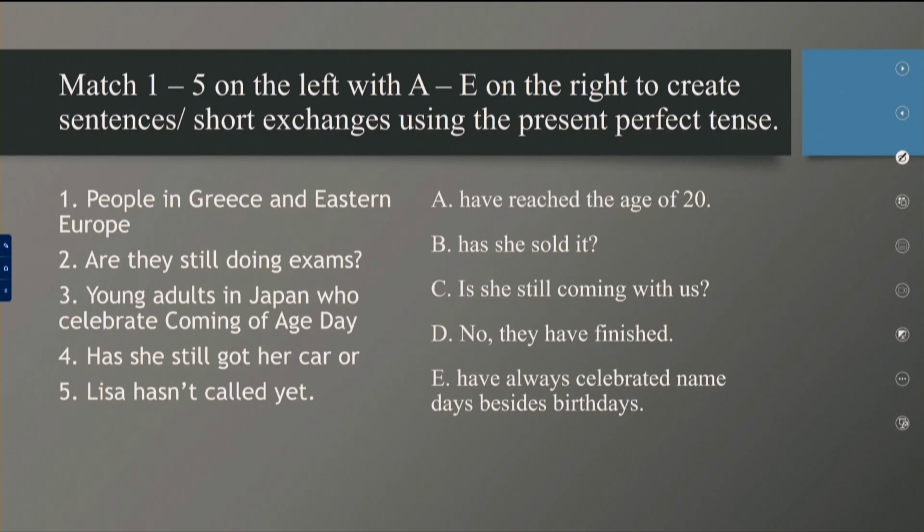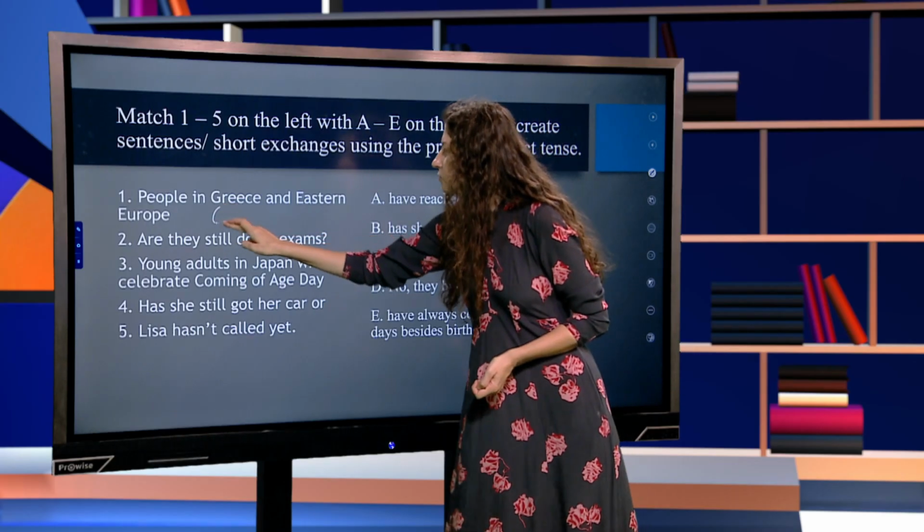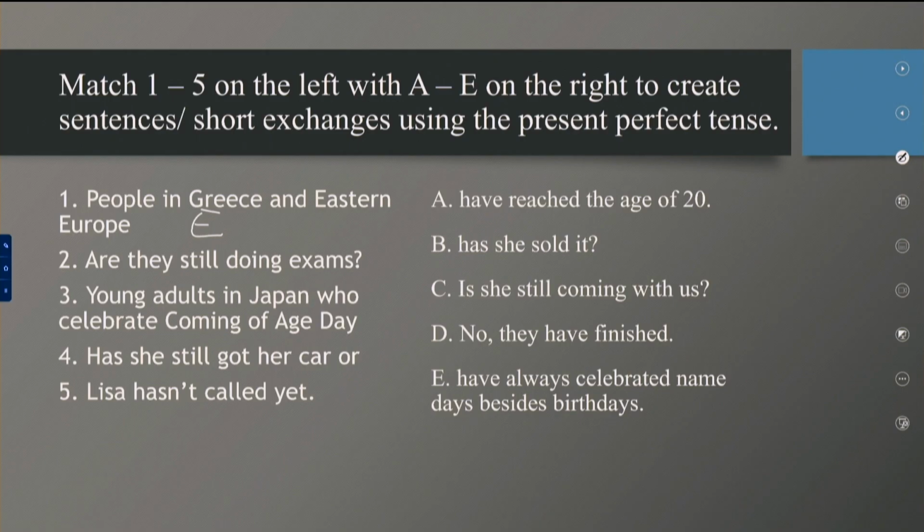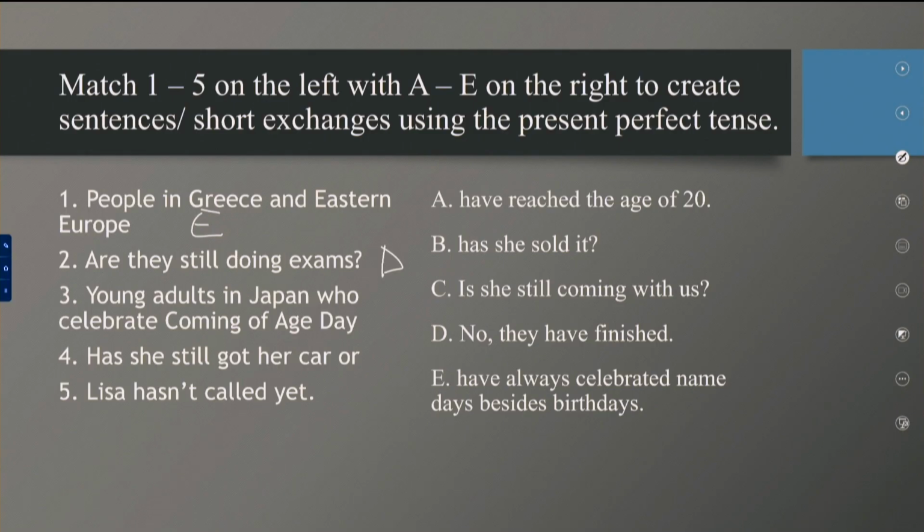1. People in Greece and Eastern Europe have always celebrated name days besides birthdays. So I'll write E over here. Andrea? Are they still doing exams? It's with D. No, they have finished. Good. A question and its answer. Half a question, Vladimir. Young adults in Japan who celebrate coming of age day, A, have reached the age of 20.